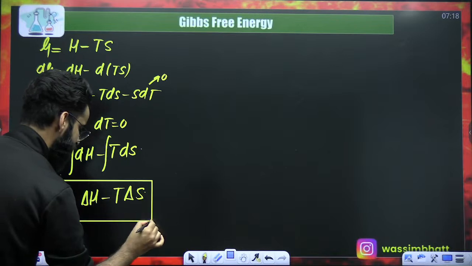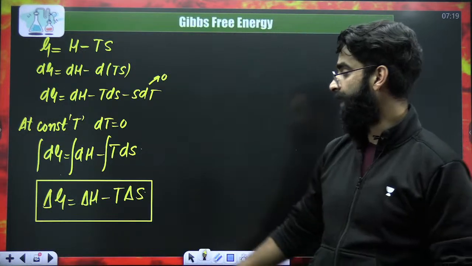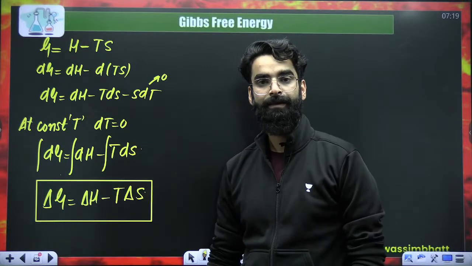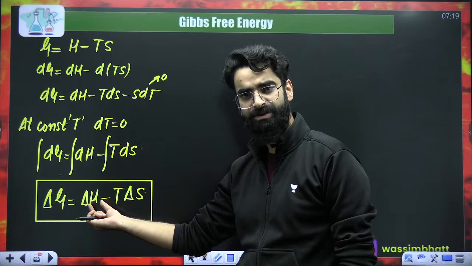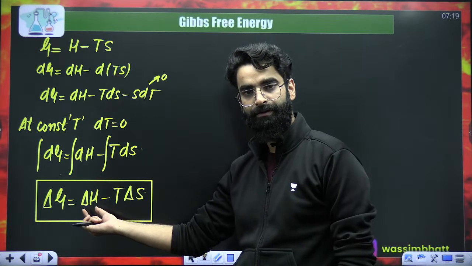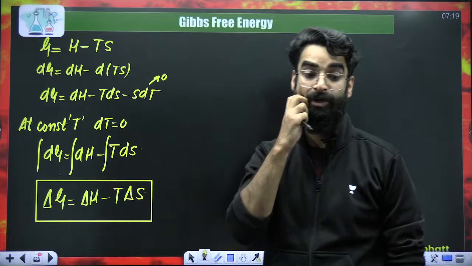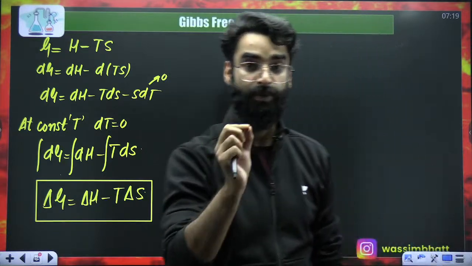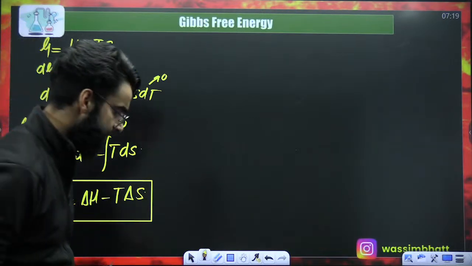This is the equation, first of all, which I would want every one of you to remember for the calculation of delta G. Change in the Gibbs free energy is always equal to delta H, enthalpy change, minus temperature multiplied by delta S, entropy change. This is the first equation which I would want you guys to remember, right? Number one. Number two.